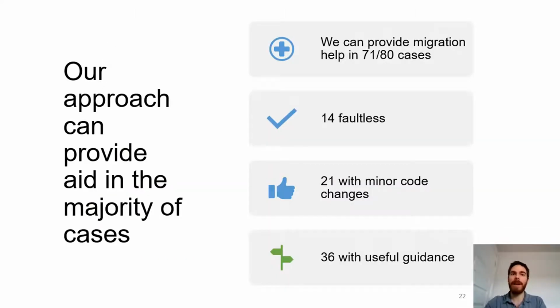So our approach can provide aid in the majority of cases. So in 71 out of the 80 cases that we migrated, we were able to provide some kind of help. In 14 of the cases, we were able to faultlessly automatically migrate. In 21 of the cases, there were minor code changes that had to be done. So some renaming of variables had to be done. And in 36 cases, although we couldn't fully automate the migration, we could provide some examples for the users, which they could then use to migrate, and they would not have been able to identify those examples without some severe digging of their own.